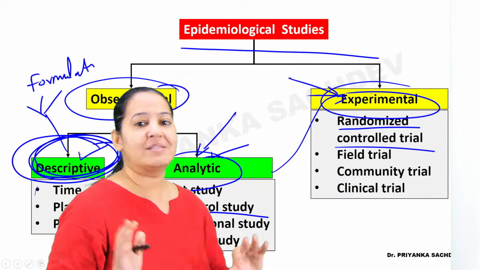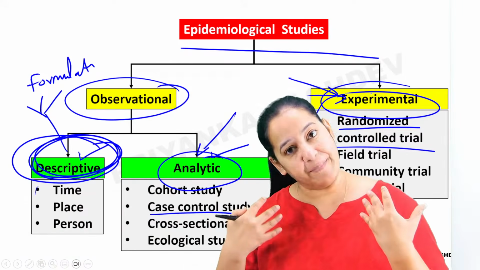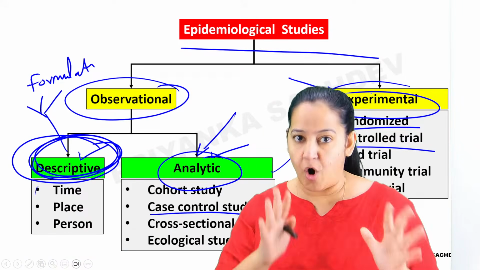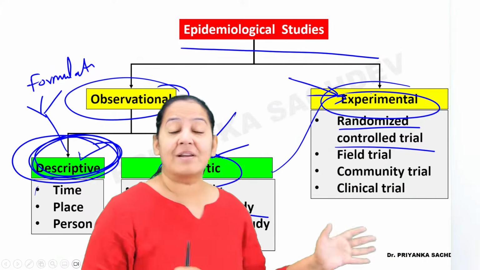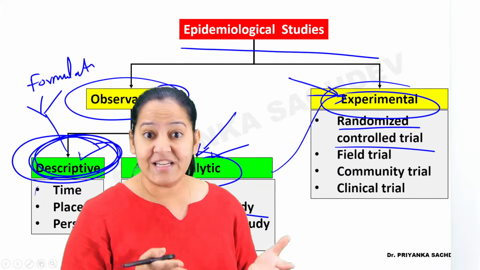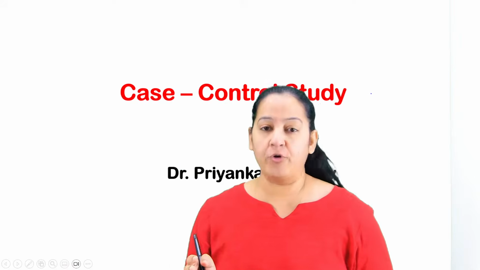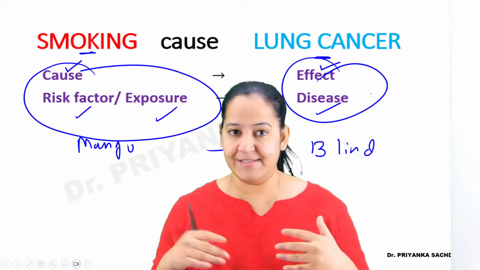In observational studies, we don't intervene. Whatever is happening, we are just observing it, just measuring it. We are not intervening. But in experimental studies, we intervene. Here, if I want to prove that smoking leads to lung cancer, this is my hypothesis.